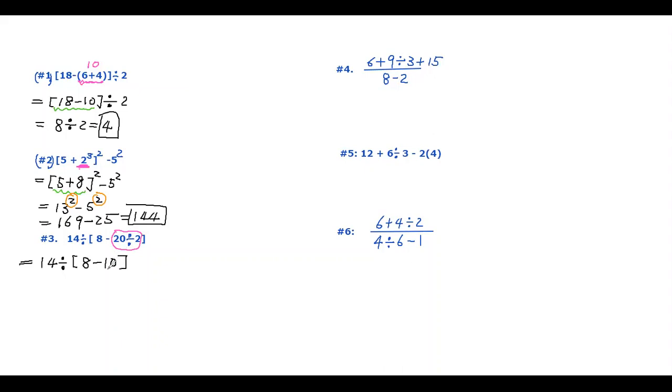It's 10. That's right. Okay, so now in here, because this is still a parenthesis, I need to do the inside of the parentheses first. So what is 8 minus 10? Negative what? Negative 2 here, right? Then you can divide it. So this one is 14 divided by negative 2. So what do you have here? Negative 7. Correct? Okay, so now let's take a look at this one here.